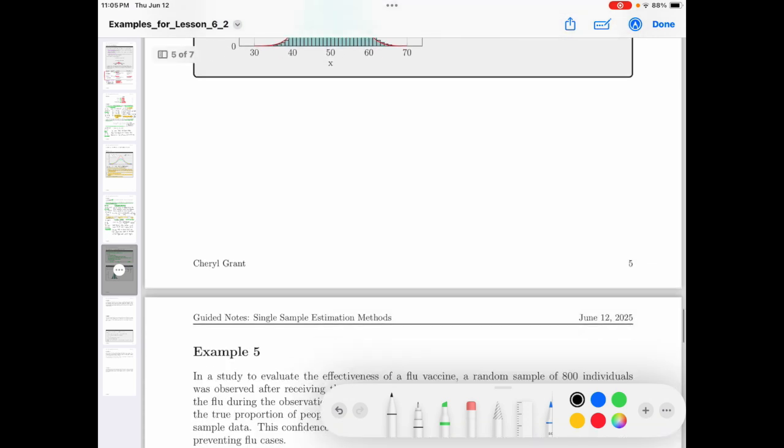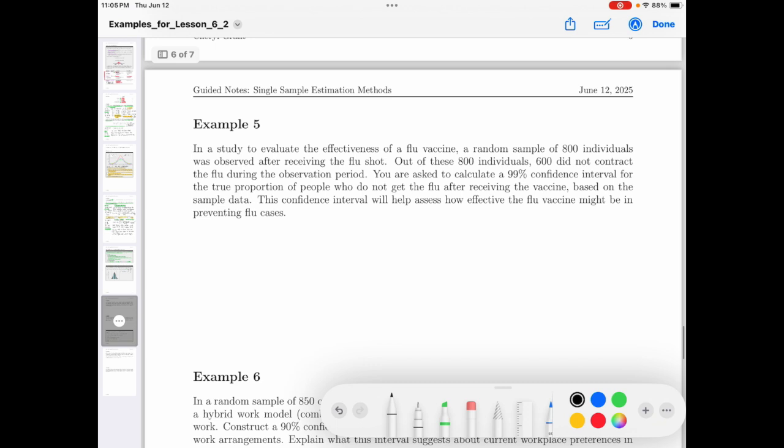Let's look at the first example. In a study to evaluate the effectiveness of a flu vaccine, a random sample of 800 individuals was observed after receiving the flu shot. Out of these 800 individuals, 600 did not contract the flu during the observation period. You are asked to calculate a 99% confidence interval for the true proportion of people who do not get the flu after receiving the vaccine, based on the sample data. This confidence interval will help you assess how effective the flu vaccine might be in preventing flu cases.